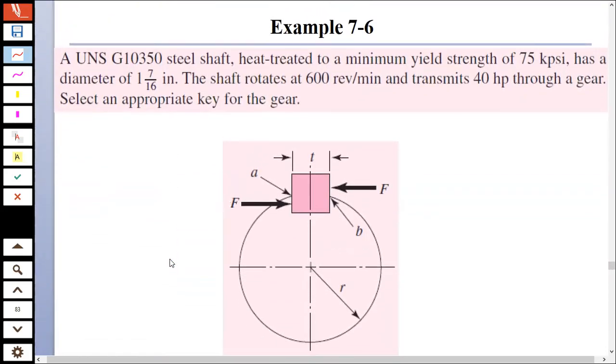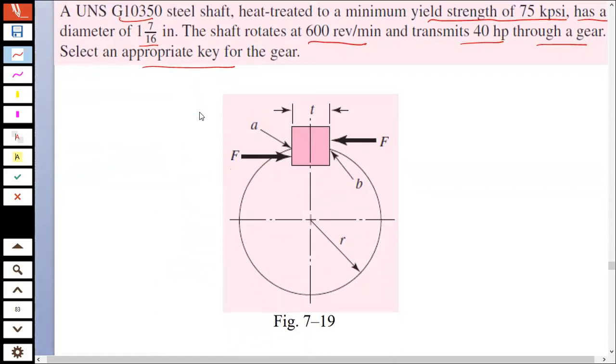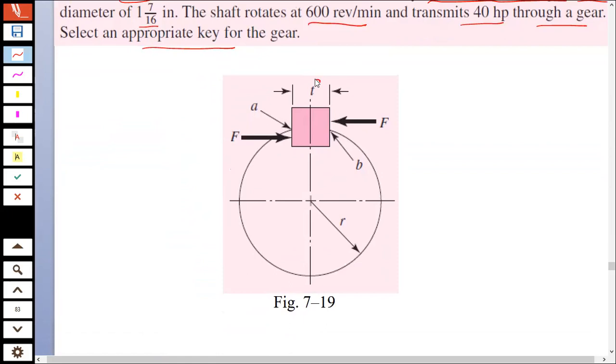This is a problem that says that a UNS G10350 steel shaft, heat treated with a minimum yield strength of 75 kpsi, has a diameter of 1 17/16 inches, and the shaft rotates at 600 revolutions per minute, transmits 40 horsepower through a gear set at an appropriate key for the gear. So you will have, let's say, this is the thickness of the key, and we have this figure shown over here.